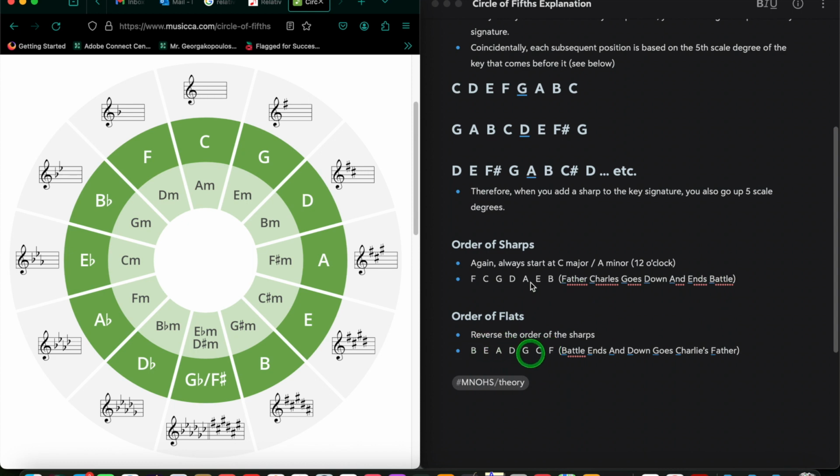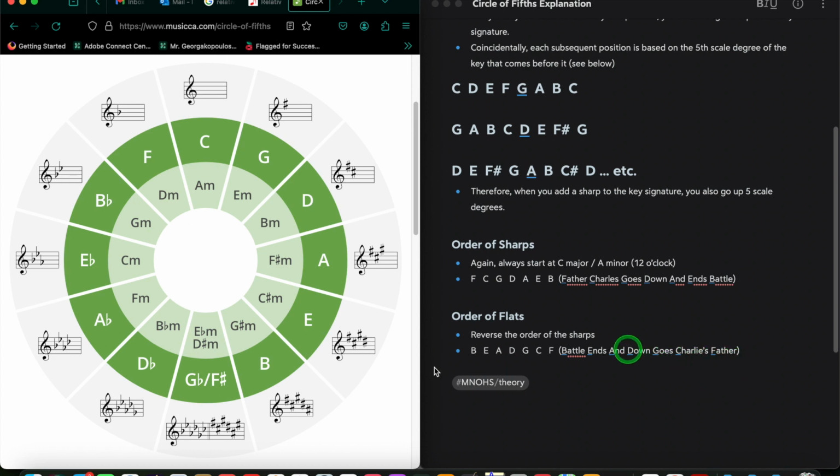Thankfully, the order of the flats is the reverse of the order of the sharps. B, E, A, D, G, C, F. And pretty cool trick, you can just reverse the phrase as well: Battle ends and down goes Charlie's father.